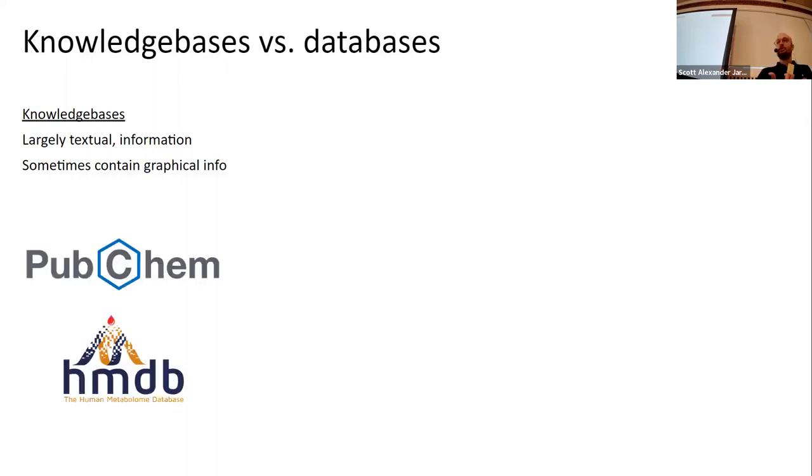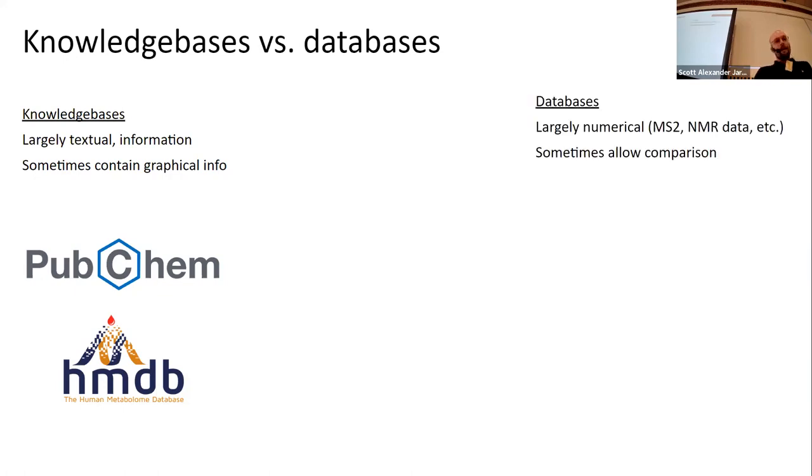So PubChem and HMDB, I believe, fall pretty well into these knowledge base parameters. They're great for searching your data manually, but extremely poor for searching your data with a data-data match. On the other end, there are databases. They're numerical, so they contain MS2 information, MS1, NMR data, and they sometimes allow comparison, but not all of them do.